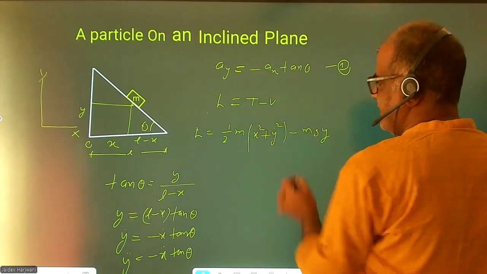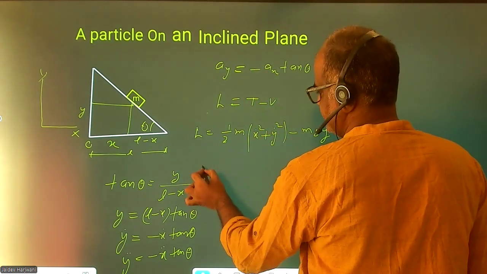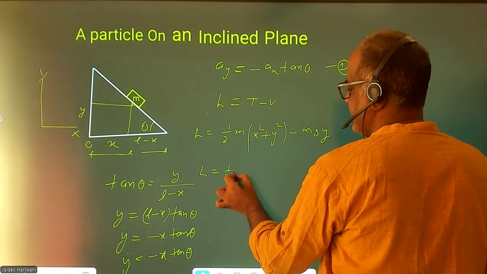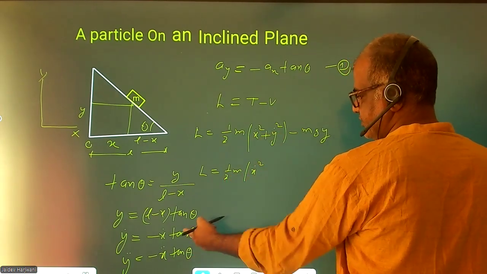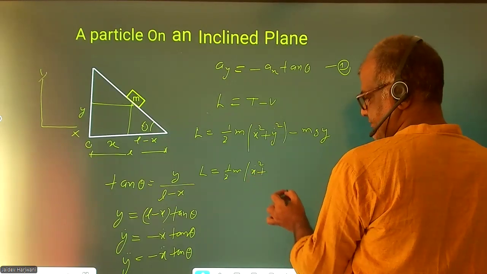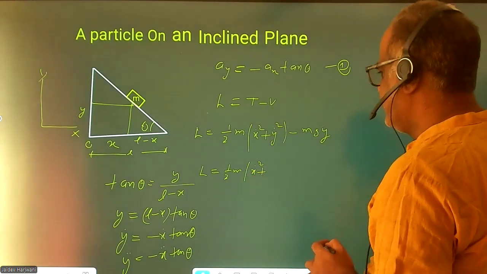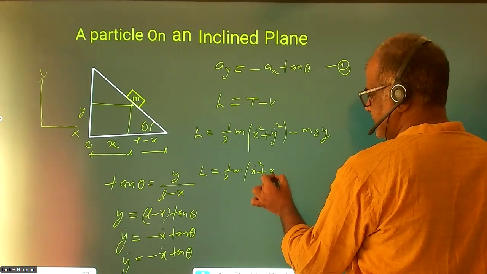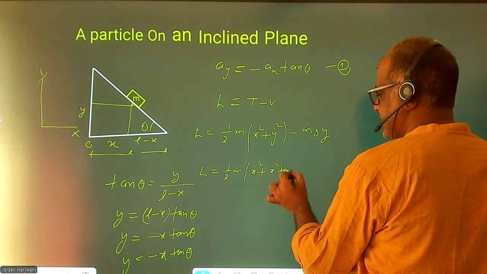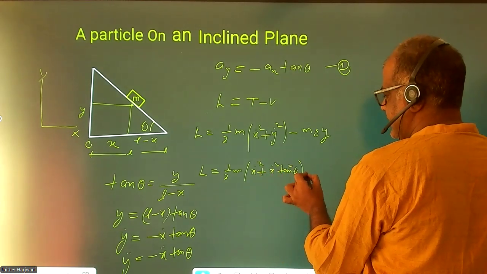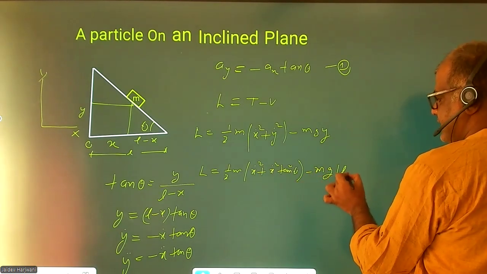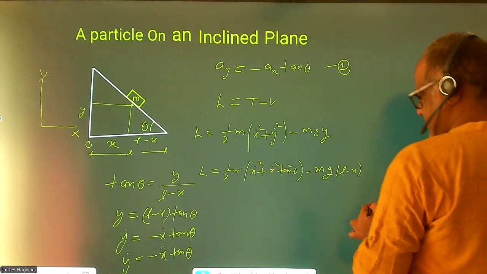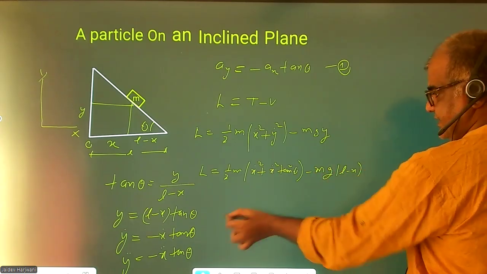Now let me put in the values of x dot and y dot. So L is equal to half m x dot squared, and y dot I can write from this equation, which will give me x dot squared tan squared theta, and minus m g y, where y is nothing but (L minus x) tan theta.